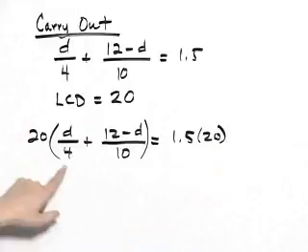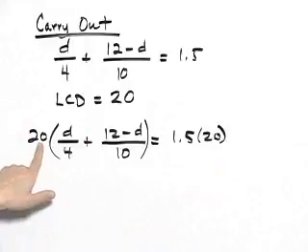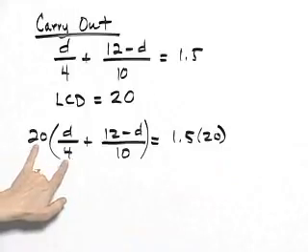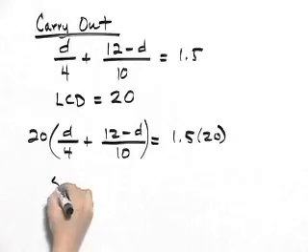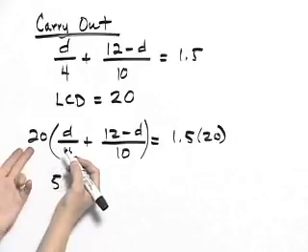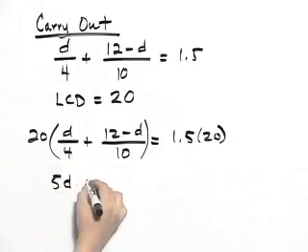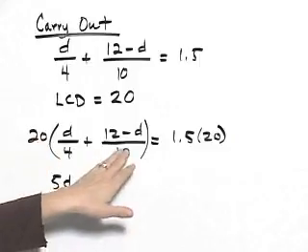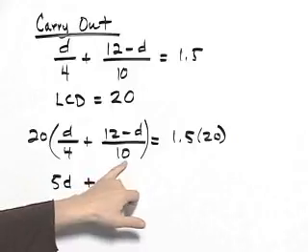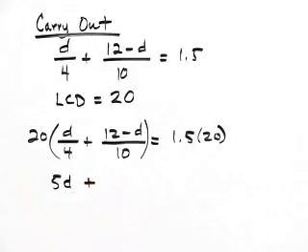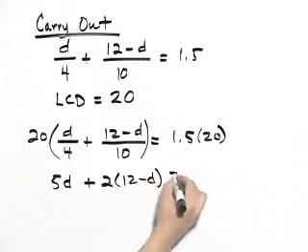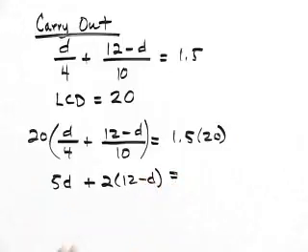I can take 20 times each piece then. 20 times D over 4, notice that the 20 and the 4 have a common factor of 4, so we end up with 5D. 20 times 12 minus D over 10, the 20 and the 10 reduce to just a 2, so we'll have 2 times 12 minus D. And 1.5 times 20 is 30.